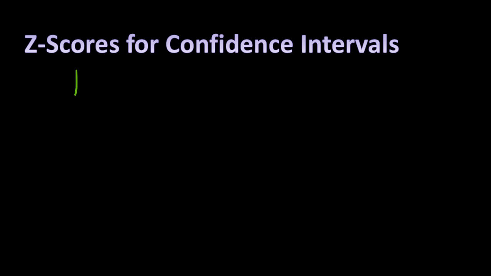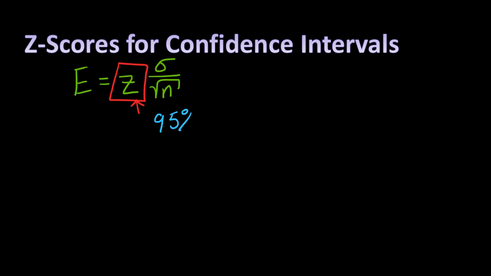So, the first step in finding a confidence interval is to find the margin of error, and the equation for that is z times the population standard deviation divided by the square root of the sample size. This z is what we're talking about right now. How do we find it? The value of z depends entirely on the confidence level. For example, for the 95% confidence level, z is always going to equal 1.96.